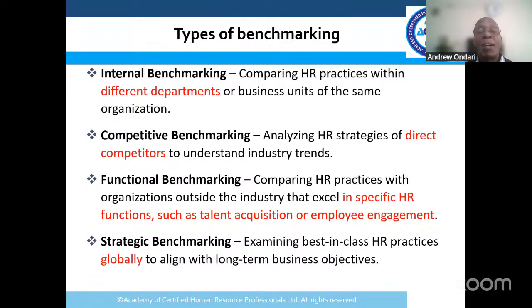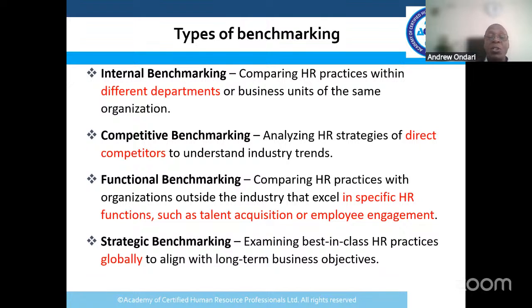And I'm sure some of us have experienced this, especially in the media industry, where top talent is poached from one station to another. And this affects their performance. So as a way of remaining competitive in the market, there is a need to do a benchmarking with those direct competitors so that we know exactly what they are doing, which we can also borrow from.